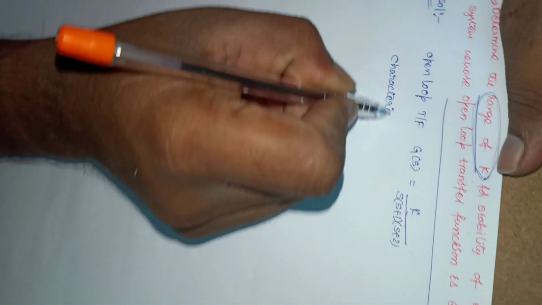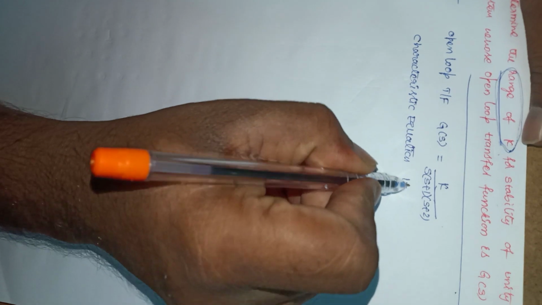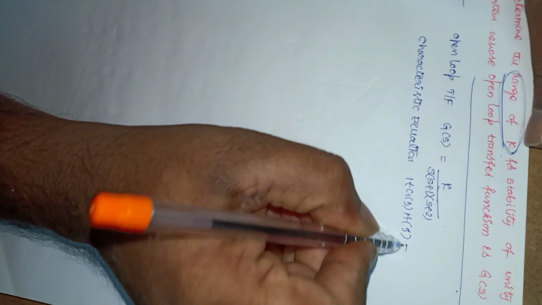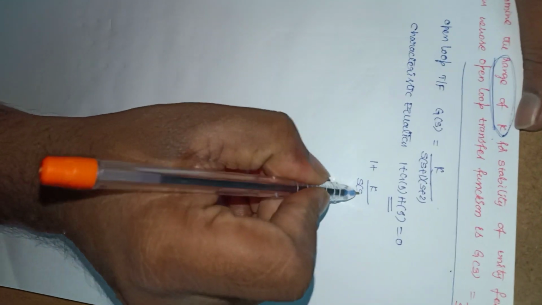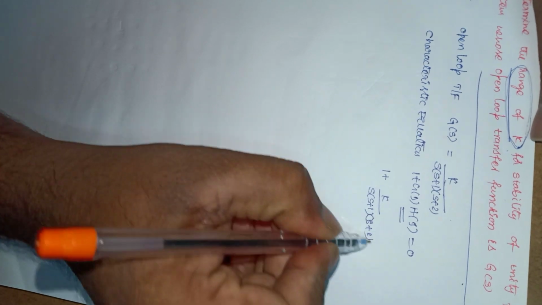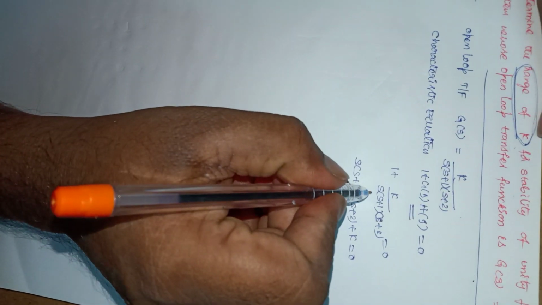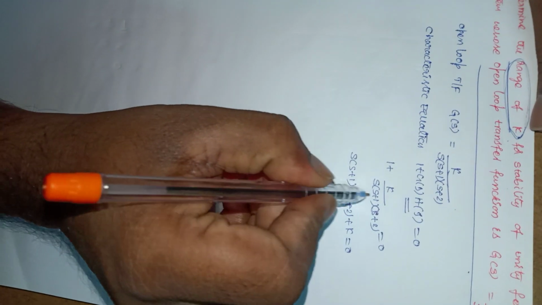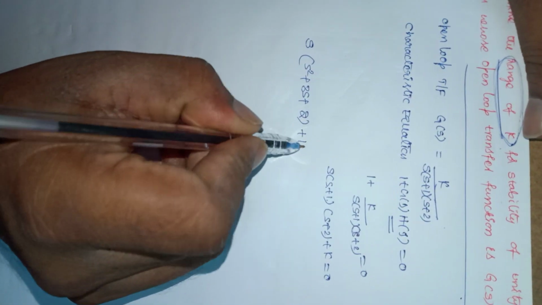Here the characteristic equation is 1 plus G(s) into H(s) is equal to 0. Since it is unity feedback, H(s) will become 1. So it is 1 plus K divided by s into (s plus 1) into (s plus 2) is equal to 0. So it is s into (s plus 1) into (s plus 2) plus K is equal to 0. If I calculate, so it is s into (s square plus 3s plus 2) plus K is equal to 0.